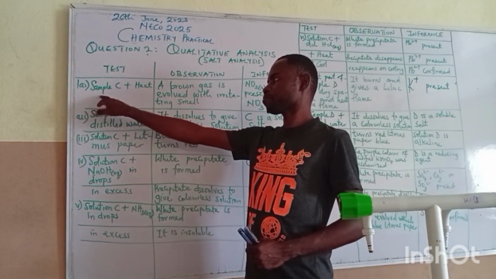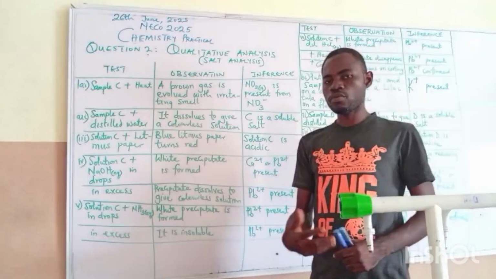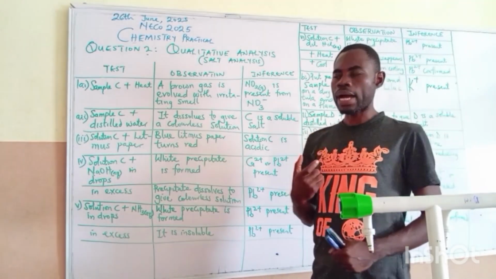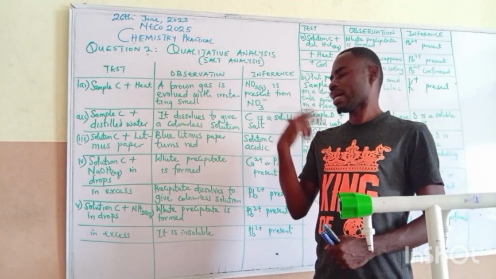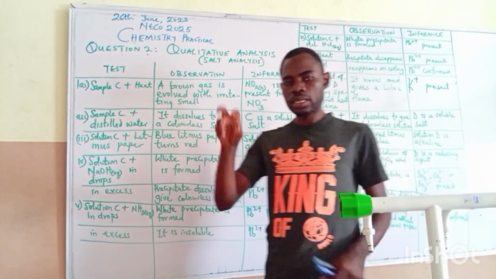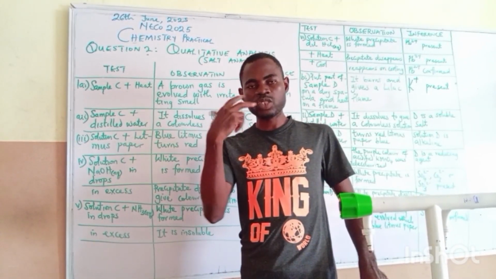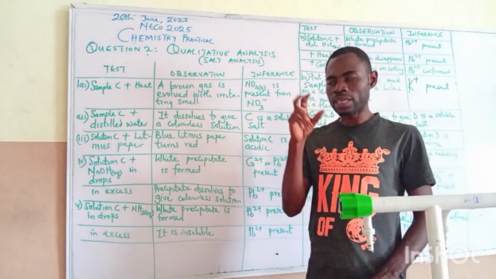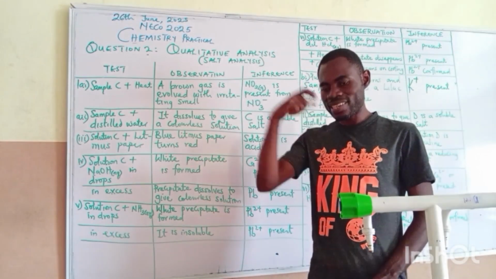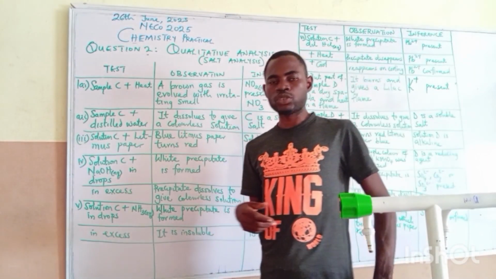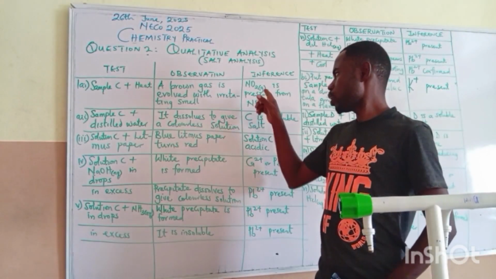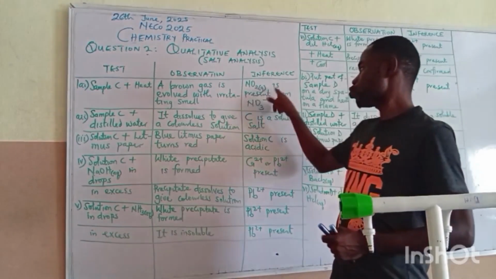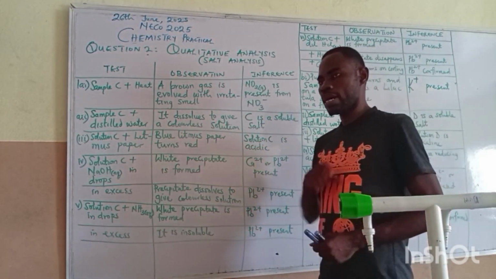We have sample C. We took the sample, we placed part of sample C on it. What we saw was brown gas. We saw brown gas evolved with an irritating smell. And whenever you see any brown gas with an irritating smell, we don't need to doubt that it is an indication of the presence of nitrogen dioxide, NO2. So that is a sign that NO2 is present. That's why we say NO2 is present from NO3 minus.